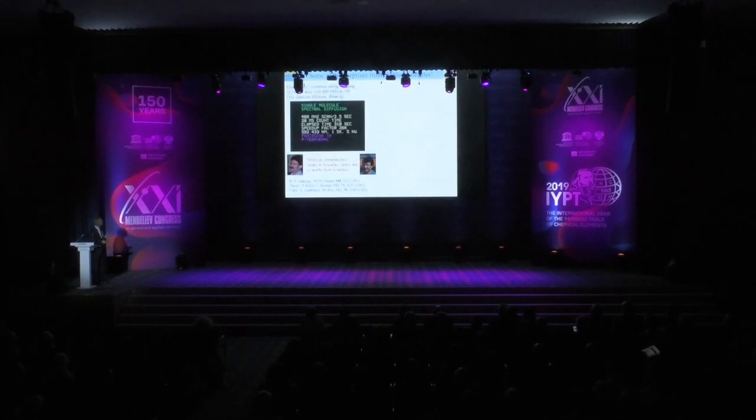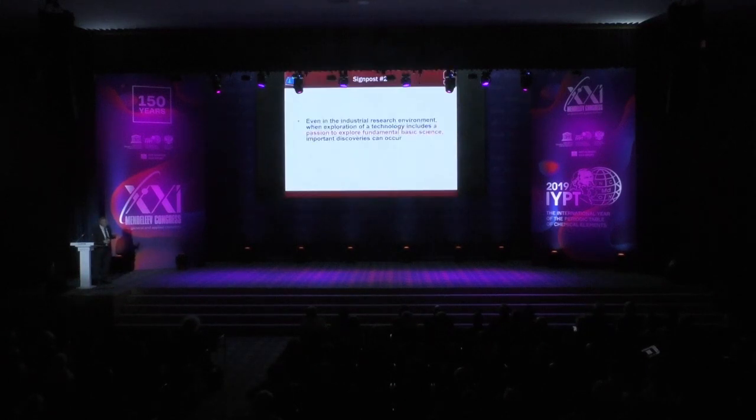The other thing that we were able to observe is that you could use light to move the molecules around. You can have a single molecule sitting there at one frequency and then irradiate it and it disappears, and then wait a little while and it comes back again. So we were able to use light to control the molecules, another interesting effect. The message in this part of my talk is that even in an industrial research environment, when the exploration of technology includes a passion to explore fundamental basic science, important discoveries can occur.